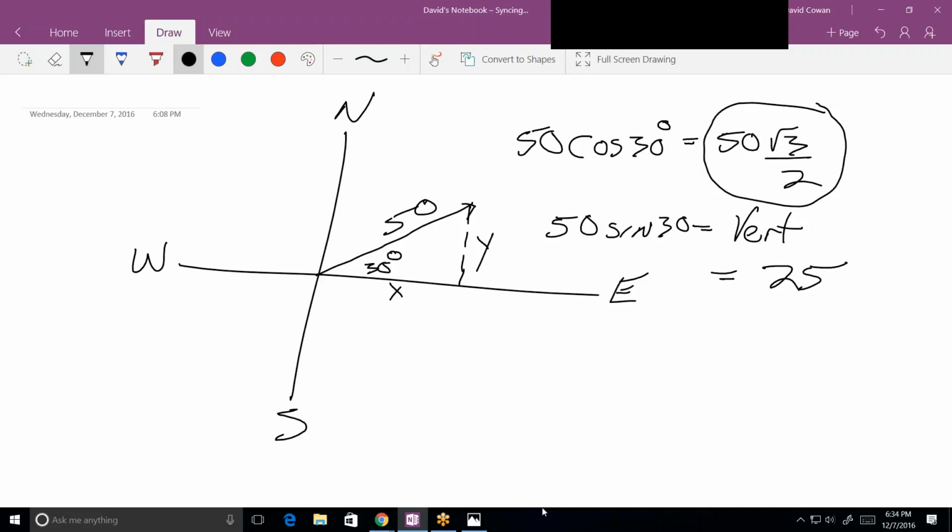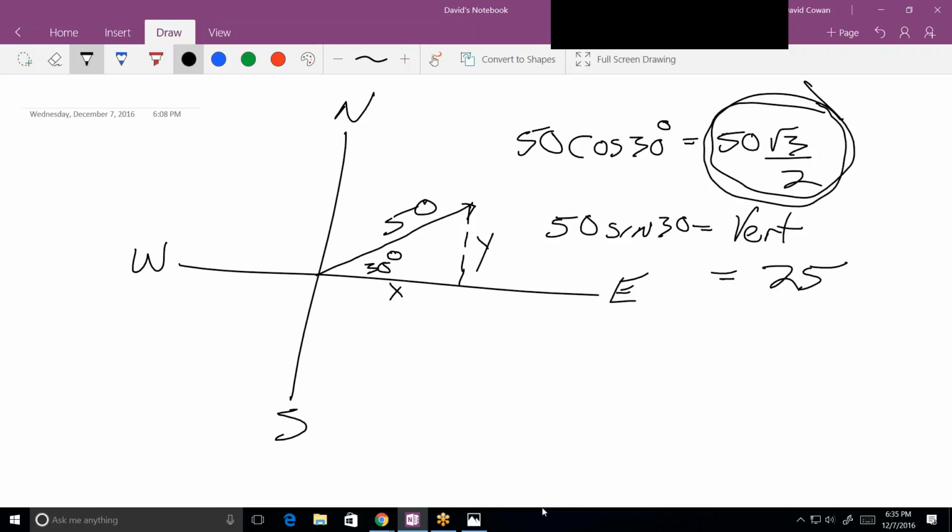So in effect, I could say that the plane is flying, every hour, advancing upward or towards the north at 25 miles per hour. And every hour it's moving in an easterly direction by that number. 50 times square root of 3 over 2, that's a number less than 50. And it always has to be. In other words, the magnitude of a component always has to be less than or equal to the magnitude of the vector.